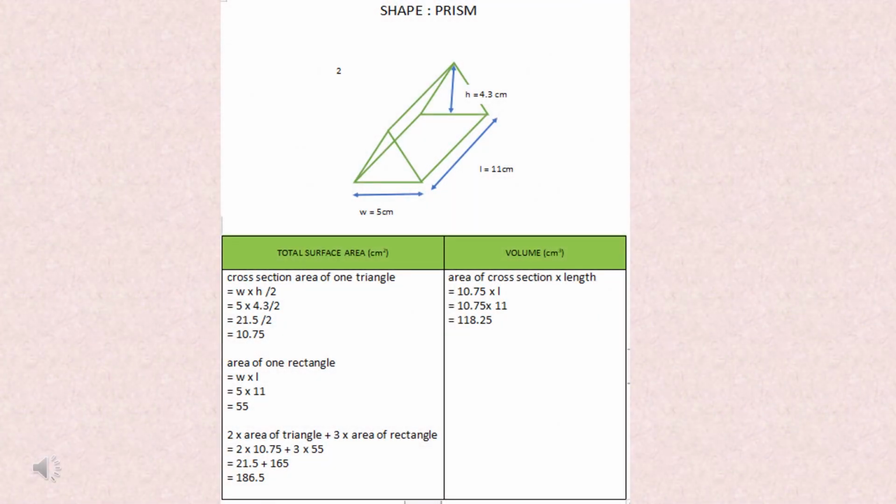This is the shape of a prism. To determine total surface area, I use 2 times area of triangle plus 3 times area of rectangle. For the volume of a prism, I use area of cross-section times length.